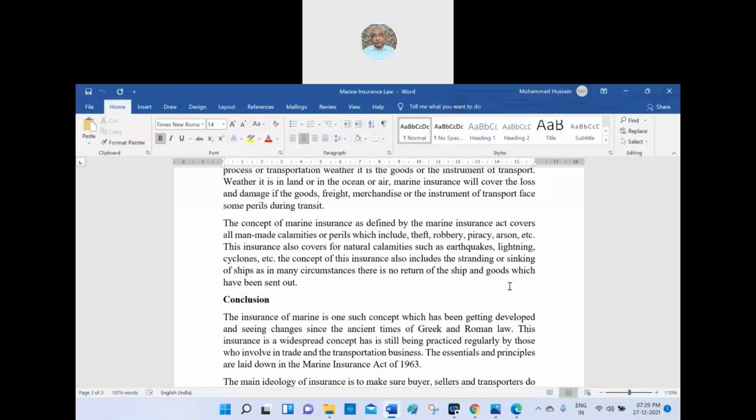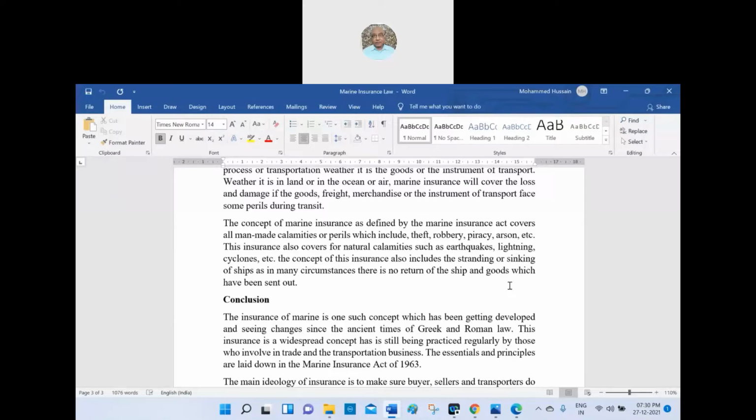The insurance also covers the natural calamities. These natural calamities mean act of God, force majeure, such as earthquakes, lightning, cyclones, tornado, even tsunami, which are not under the control of a human being. The concept of this insurance also includes stranding or sinking of ships, as in many circumstances. So sinking is there, stranding is there. A ship will be stranded in shallow water, when the depth of water is not there, and at that instant it will be stranded on the bottom of the sea, mostly on sand. So sinking of ships will also be included on some occasions regarding man-made perils.